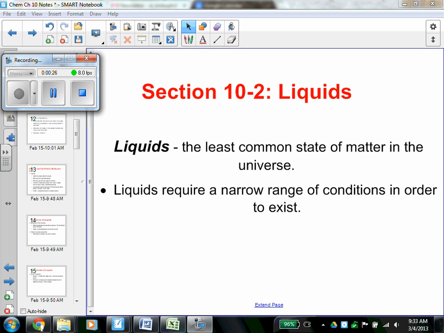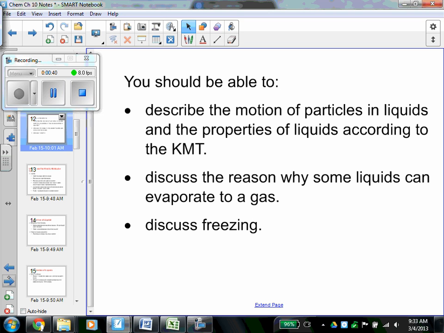Okay, but essentially having frozen methane, which is a frozen gas, frozen carbon dioxide, frozen water, these are all different types of substances that are going to be in the solid state if we have different conditions. Okay, now, in this section, you should be able to describe the motion of particles in liquids and the properties of liquids according to the kinetic molecular theory. So this goes directly back to section 1.